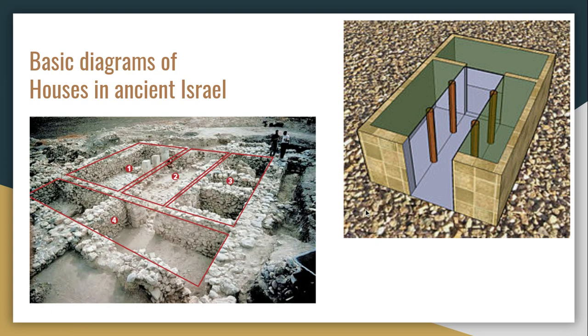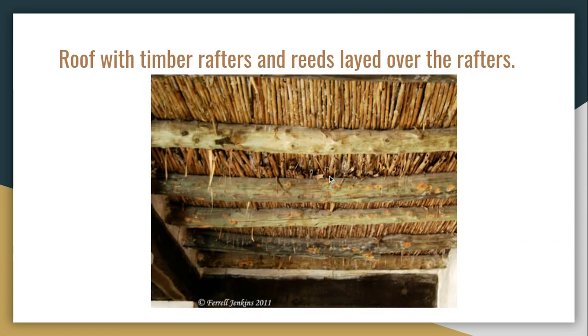Now, as we can see here, 1, 2, 3, and 4 would have been houses and their foundations. And then the other photo we have would be a foundation of a house with a four-pillar courtyard and a back room. And then here is a roof with timber rafters with the reeds laid over the rafters.